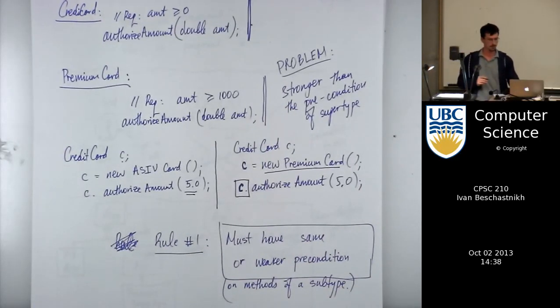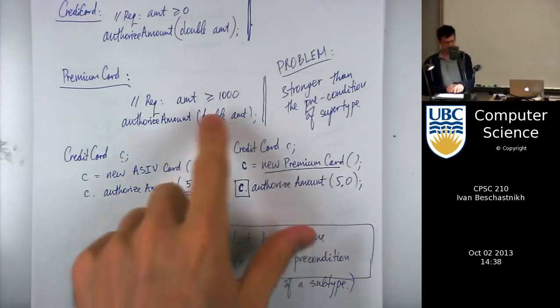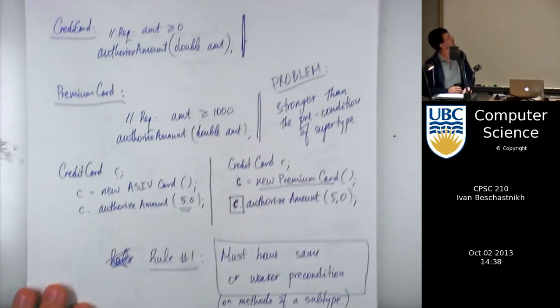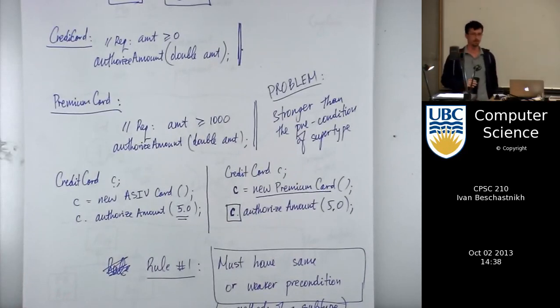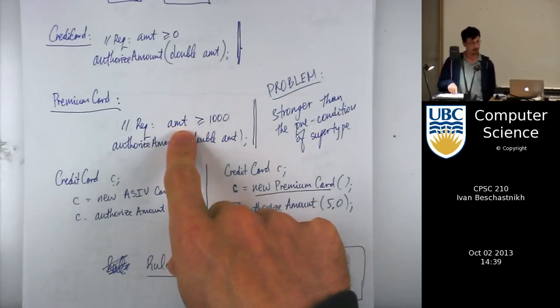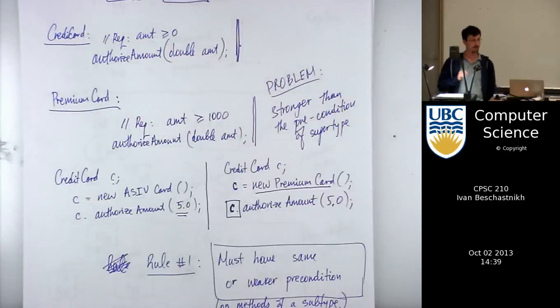So what do you think I mean by weaker or stronger? What is this terminology? Why is greater than 1,000 stronger than greater than 0? Because greater than 1,000 implies greater than 0. Yeah, that's one way to think of it. That's a really good way. So basically it says that this statement implies this statement. And it means it's stronger.